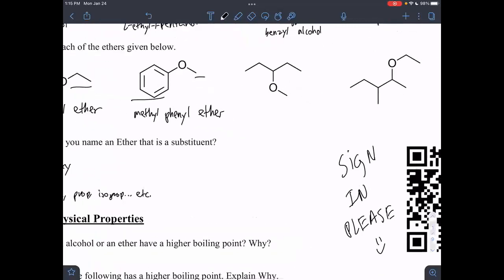Yep. Yes, it's going to be methoxy. And well, first, what's the parent chain? Yep, it's this pentane. And what position is the ether in? Yes, perfect.